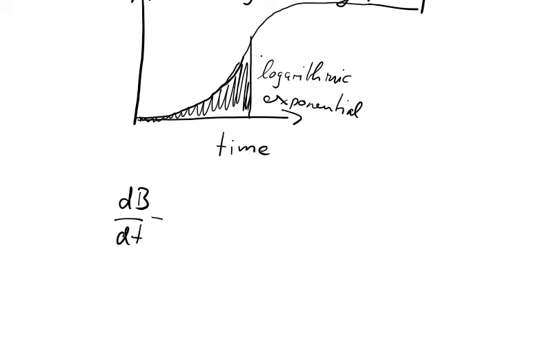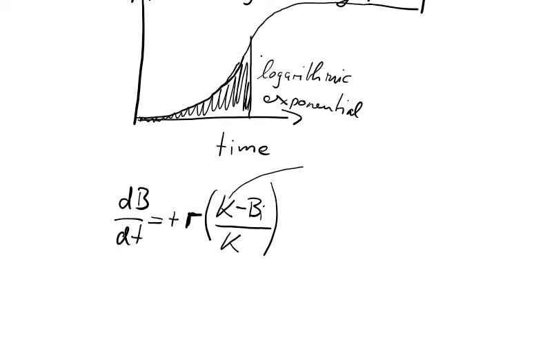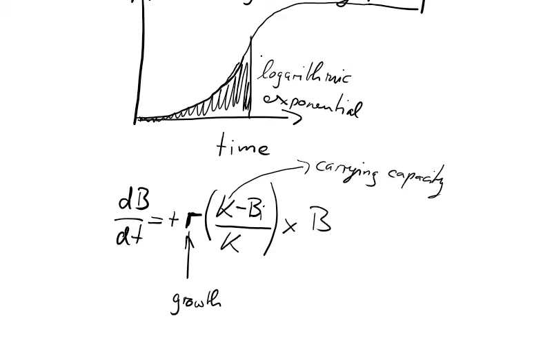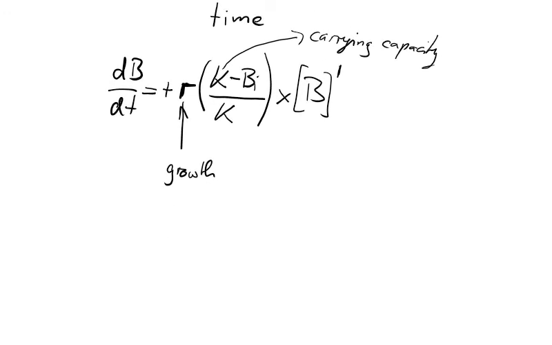Well, we can write dB over dt equals, it is positive, so we have a positive sign, plus R, that's our growth constant, but we have a modification to it: K minus B initial divided by K, and again K here is the carrying capacity, R is our growth constant, times B to the power of 1. That is the equation for logistic growth.